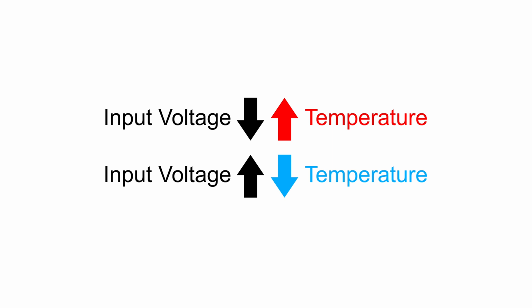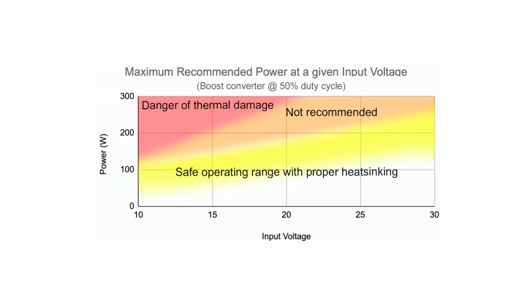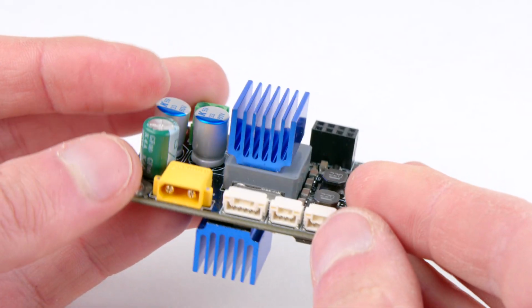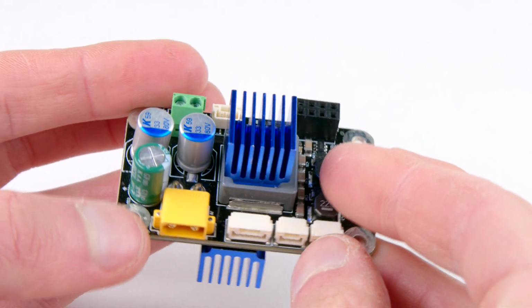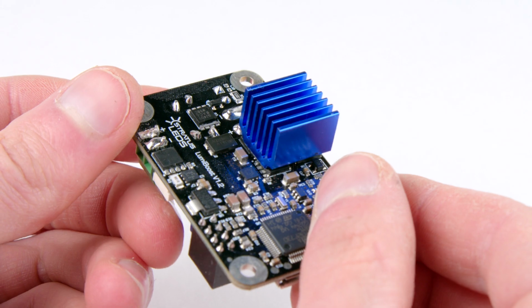For this reason, we recommend keeping the input voltage above 20 when using LEDs larger than 150 watts. Using LEDs above 200 watts is pushing the limits of the Lumiboost and is generally not recommended, although it has been tested up to 300 watts. For most applications in the 100 watt range, heat sinks like these, along with some airflow, are sufficient.